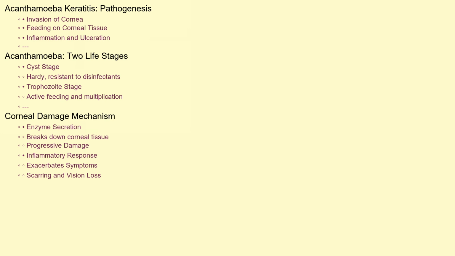Now, let's understand how Acanthamoeba actually damages the eye. Once the amoeba invades the cornea, it begins to feed on corneal tissue, causing inflammation and ulceration. The amoeba can exist in two forms: a hardy cyst stage, which is resistant to many disinfectants, and a more vulnerable trophozoite stage, which is actively feeding and multiplying. The amoebae secrete enzymes that break down the corneal tissue, leading to progressive damage. This process triggers a strong inflammatory response, further exacerbating the symptoms and potentially leading to scarring and vision loss.